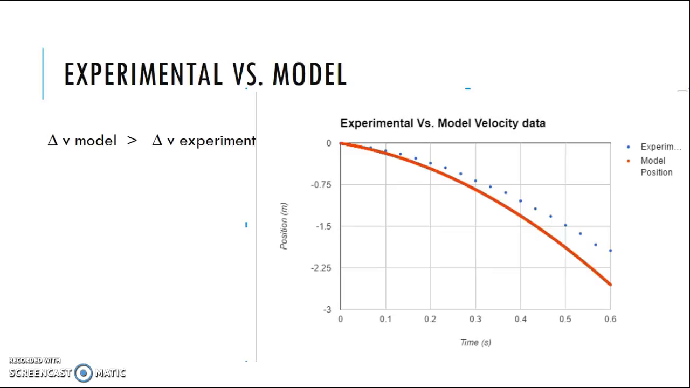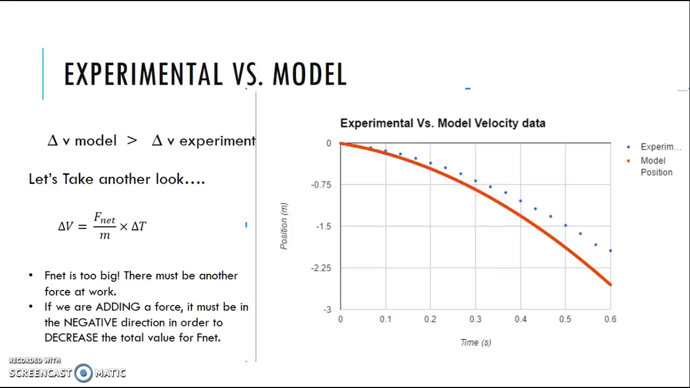If we go back to Newton's second law, we can see that we need to do something to change the net force in order to decrease this change in velocity. We can also see that if we're adding a vector, it needs to be in the negative direction in order to decrease the total value for Fnet.